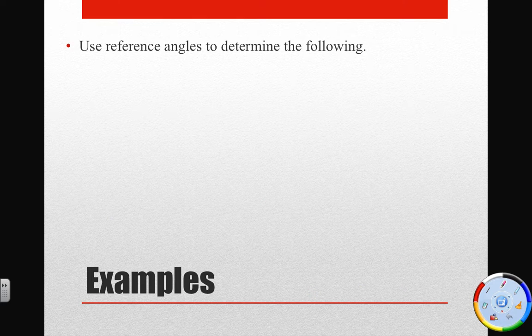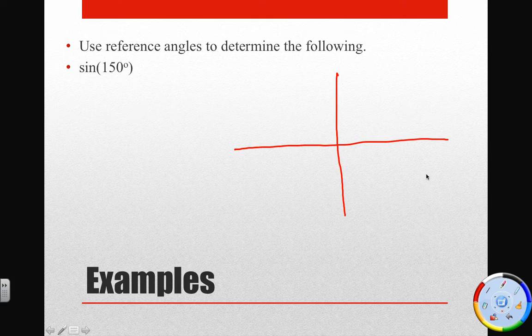Use reference angles to determine the following. Sine of 150. So let's break this down. Let's look at what is 150 degrees. So 150 degrees is somewhere about there. It's on your unit circle. It is actually one of our special angles. So this is 150 degrees, but I don't have a hand trick for 150 degrees. So what I want to do is find the reference angle. Well, since 150 degrees is on my circle, it's automatically got a special reference angle.